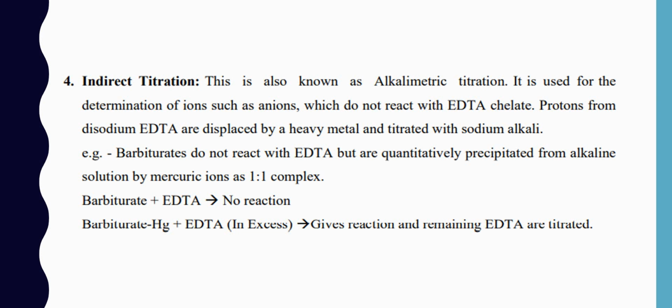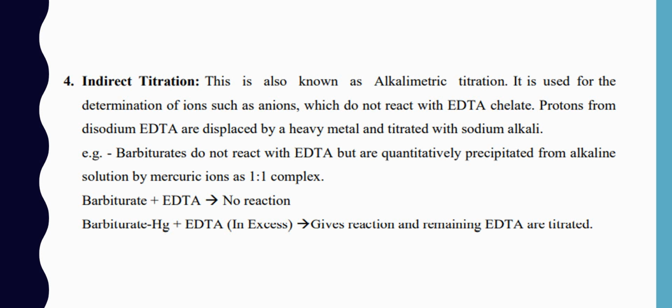See, in indirect titration, first of all, indirect titration is also known as alkalimetric titration. It is used for determination of ions such as anions which do not react with EDTA chelate. Protons from disodium EDTA are displaced by a heavy metal and titrated with sodium alkali.